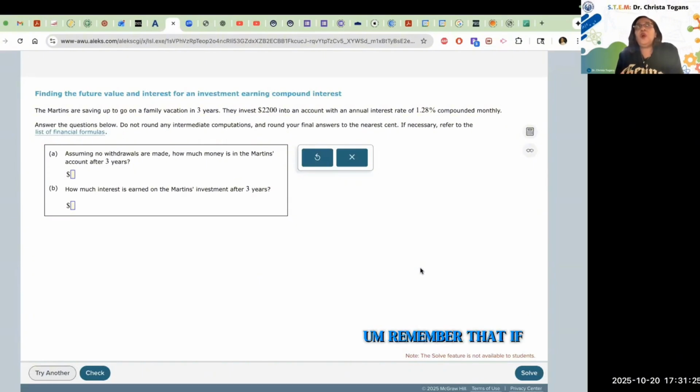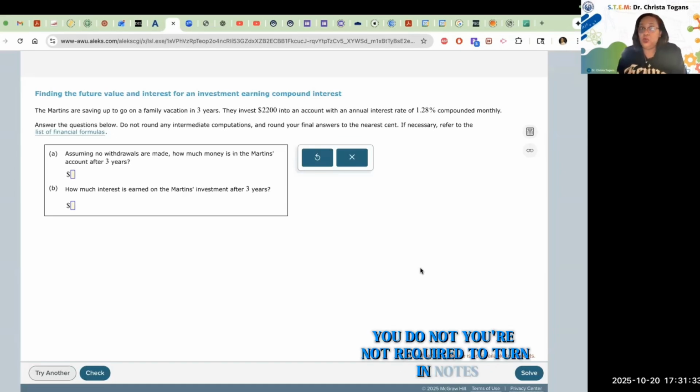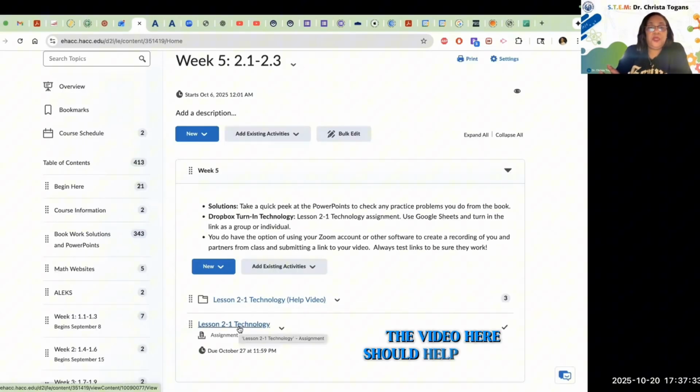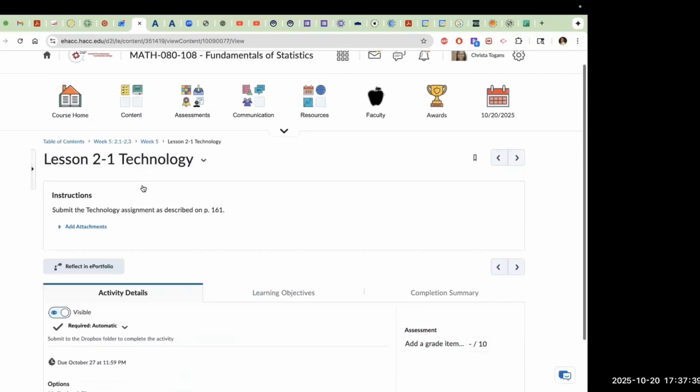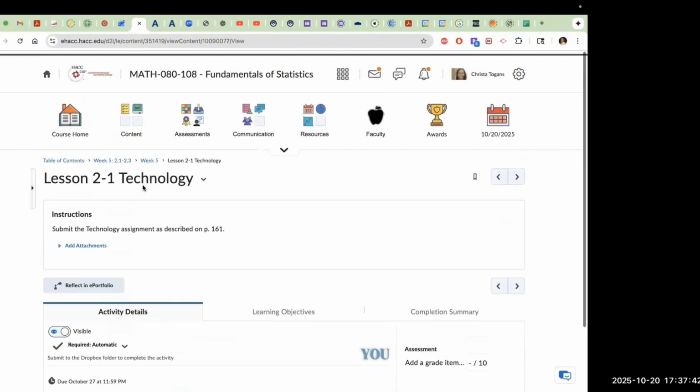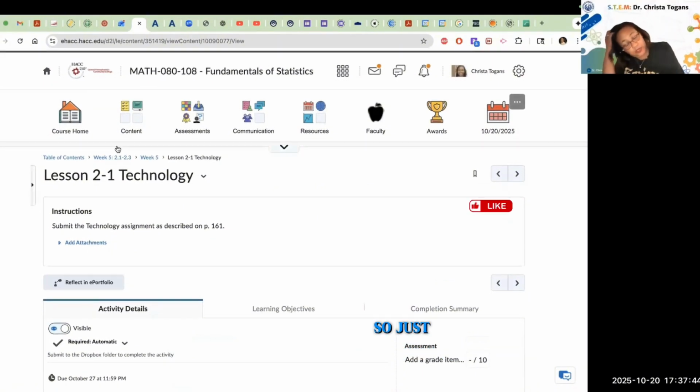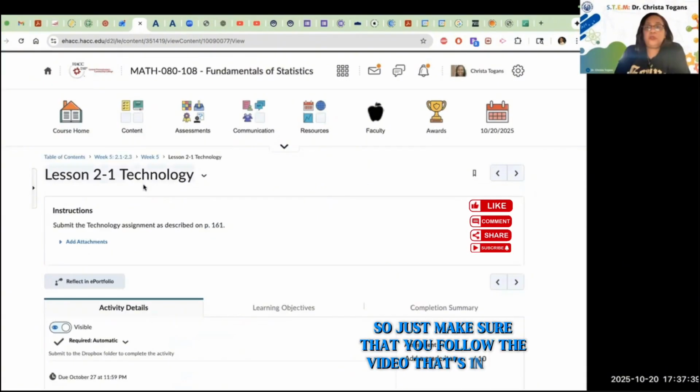Remember that if you are taking it on campus, I didn't know this, but you're not required to turn in notes. The video here should help you get this done, and then you just turn it into the Dropbox. Okay, I think you know what to do. Just make sure that you follow the video that's in this section.